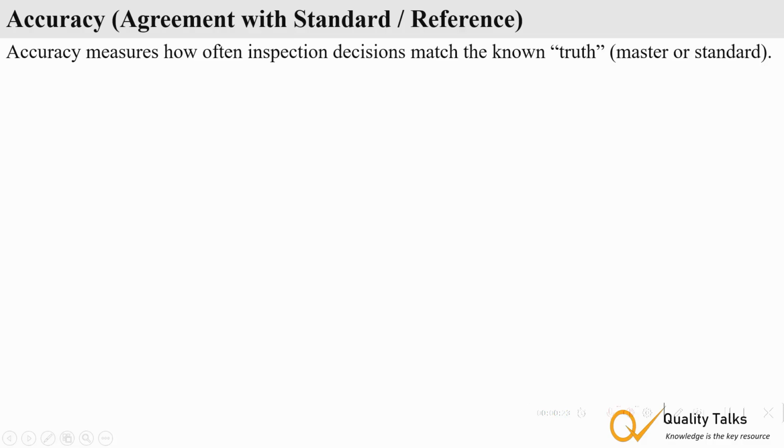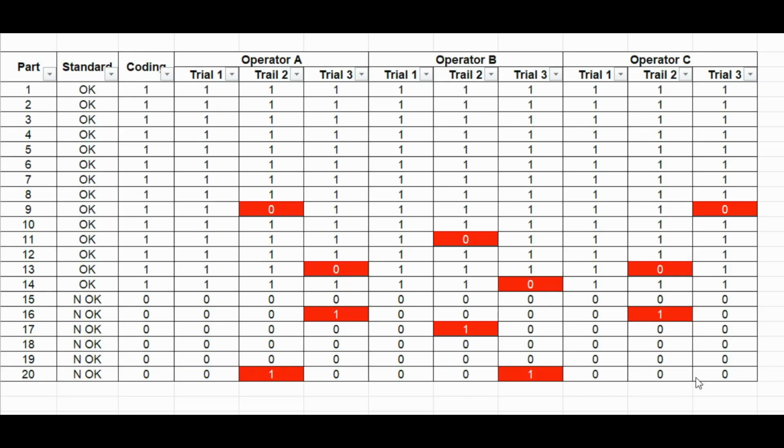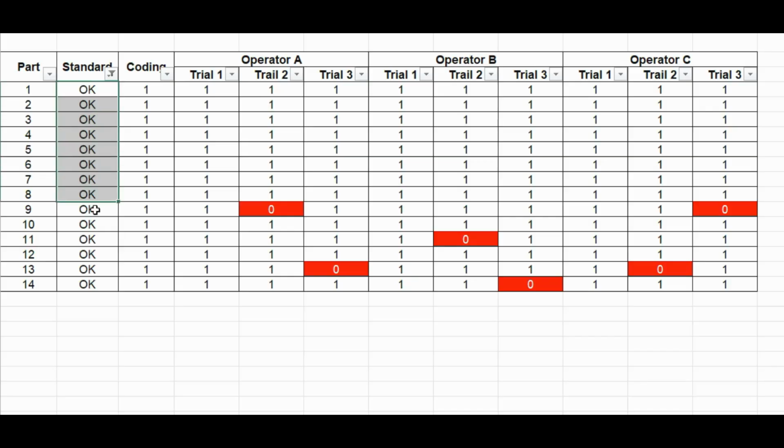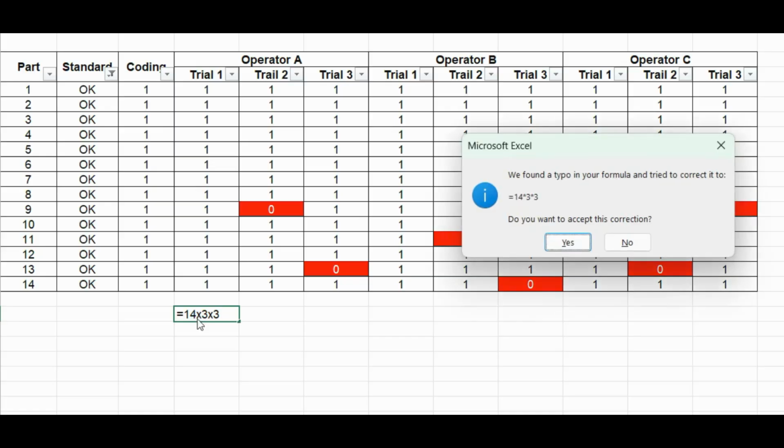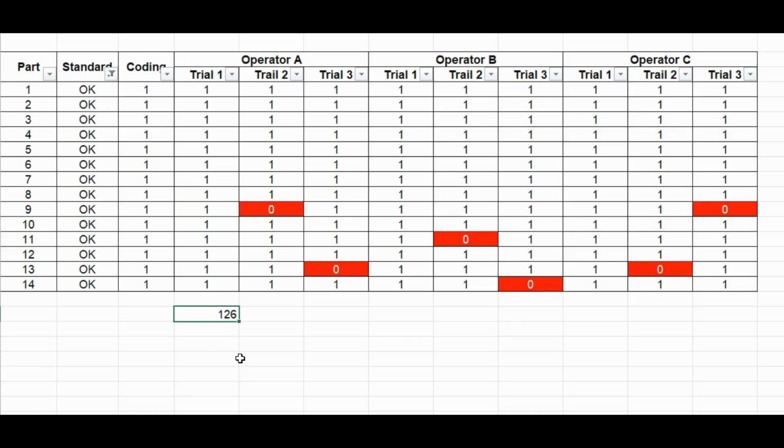Let's calculate the accuracy now. Accuracy, as we know, is the agreement with the standard. Accuracy measures how often inspection decisions match the known truth, that is our master or standard. Let's see, in our data we have a total of 14 OK parts. So as per the standard, the total right decisions will be 14 parts multiplied by 3 operators and 3 trials. So it will be 126.